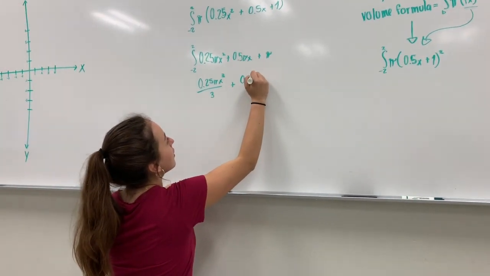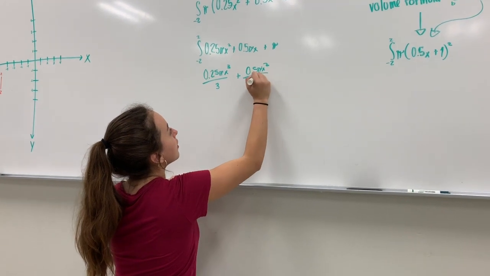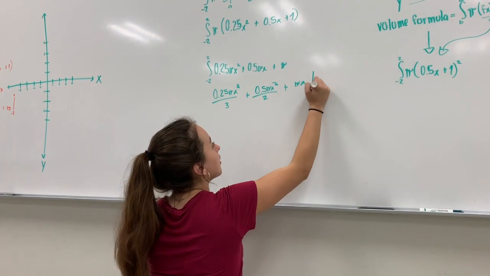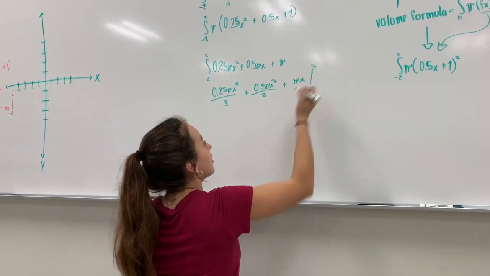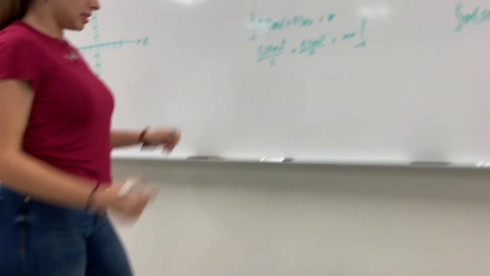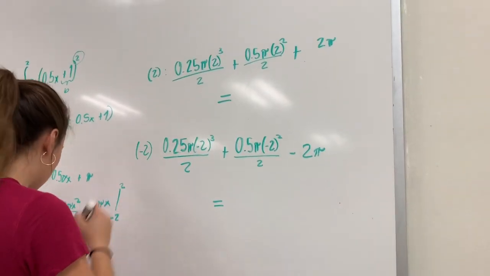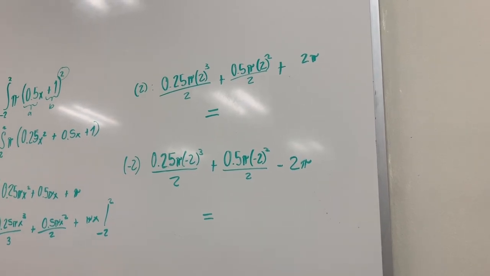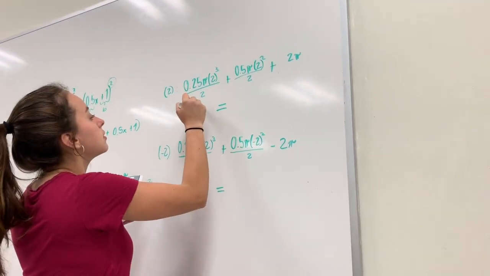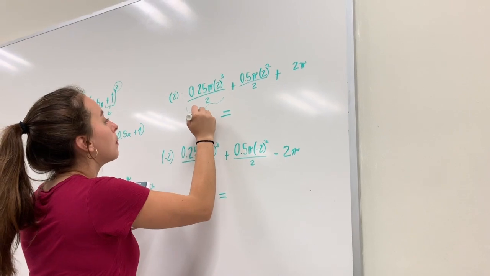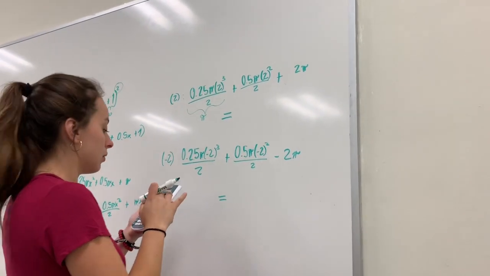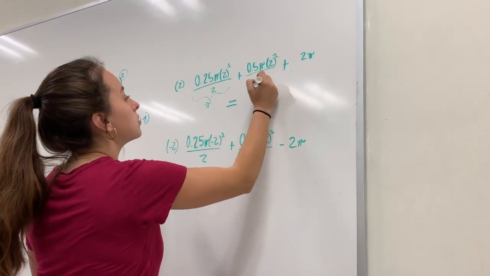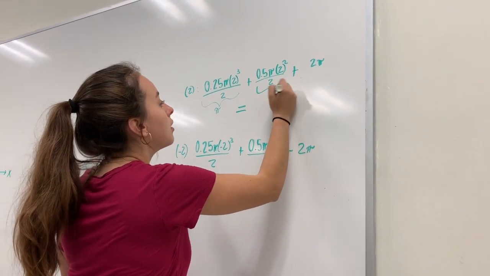And then we finally integrate, which means we need to add one to the exponent and then divide the whole thing by it. So the first part will be 0.25 pi x to the third divided by 3, and then plus 0.5 pi x squared divided by 2, and finally pi x.